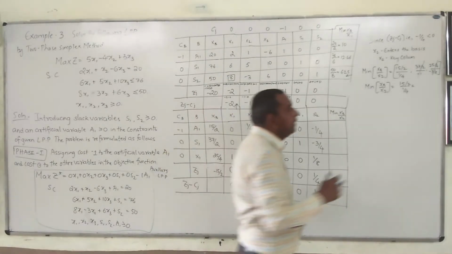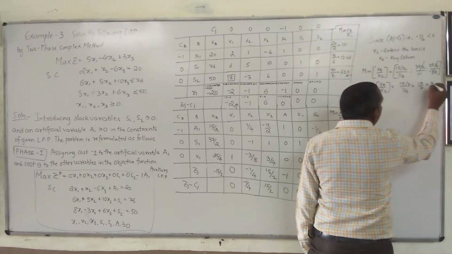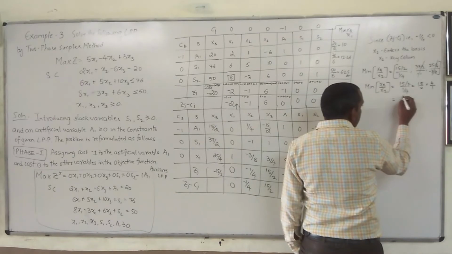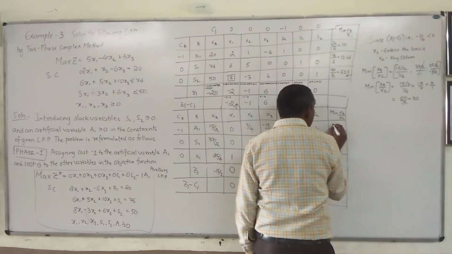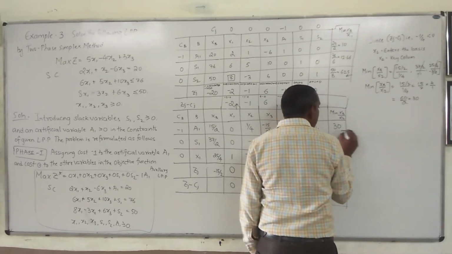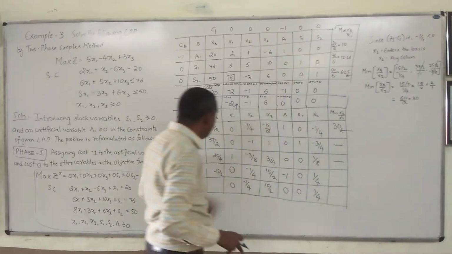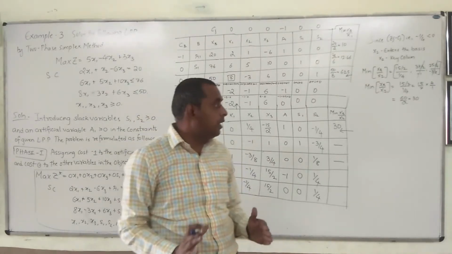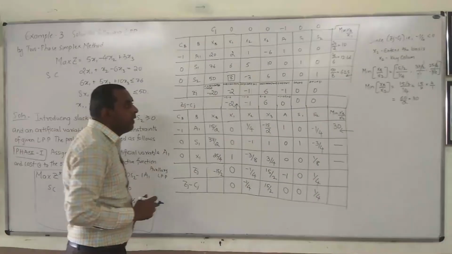That is equal to, how to find the value? Cross multiplication, that is 15 by 2 into 4 by 1. What is the answer? 60 divided by 2. The answer is 30. So this is the minimum. So we are not going to write the negative one because in the minimum table no negative values are entertained. So this is what leaves the basis.